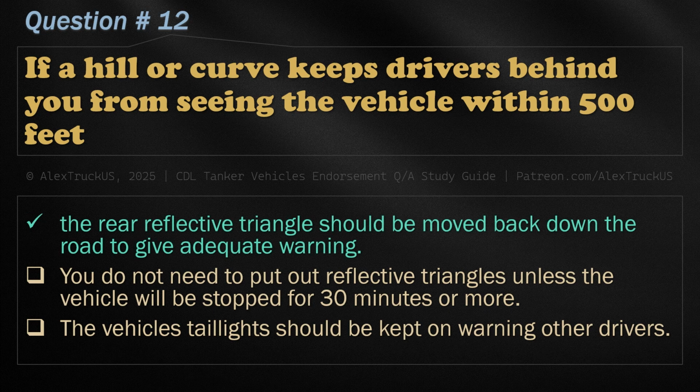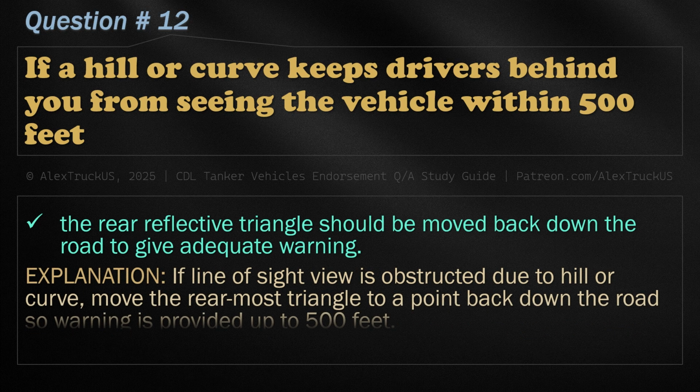Correct answer is the rear reflective triangle should be moved back down the road to give adequate warning. If line of sight view is obstructed due to hill or curve, move the rearmost triangle to a point back down the road so warning is provided up to 500 feet.